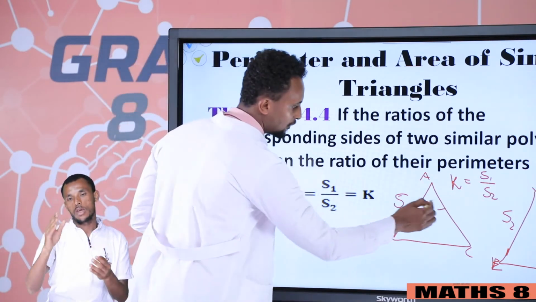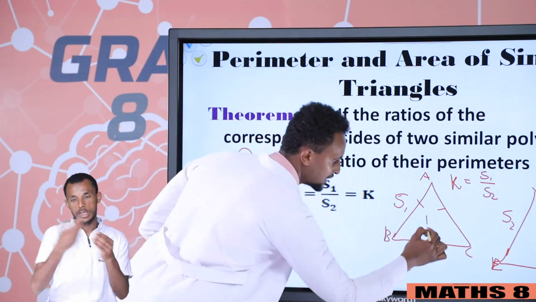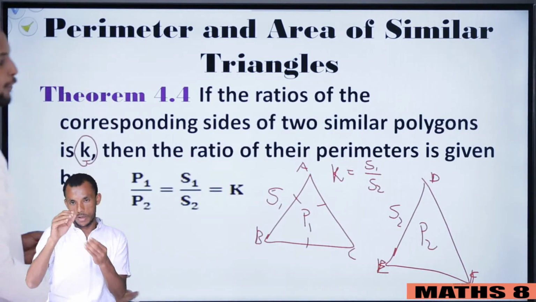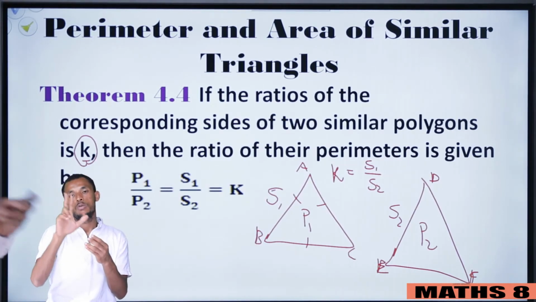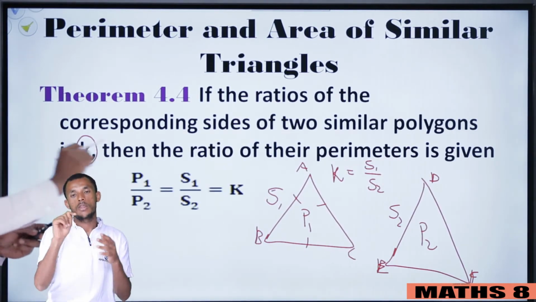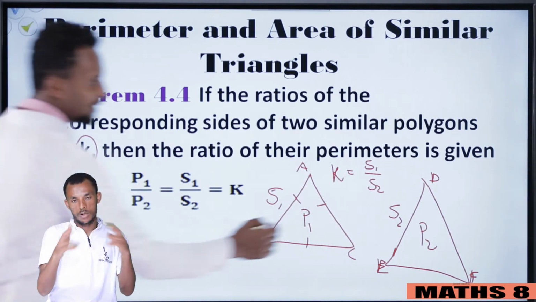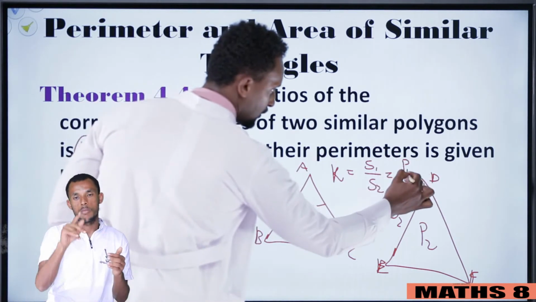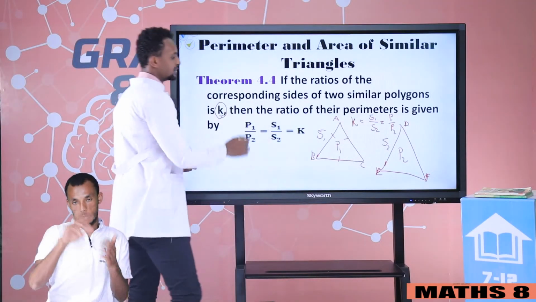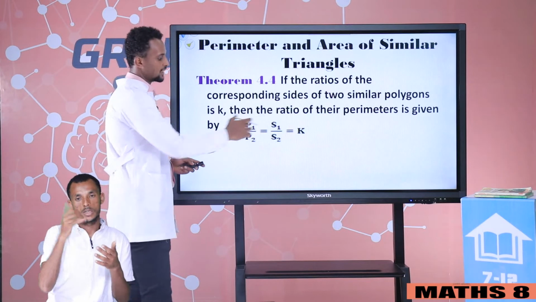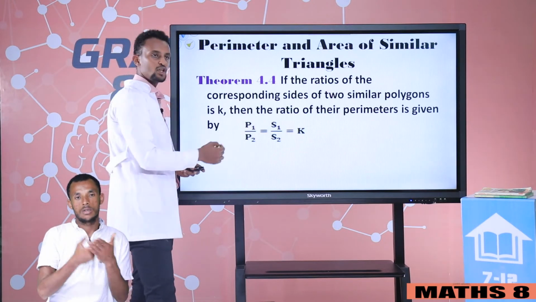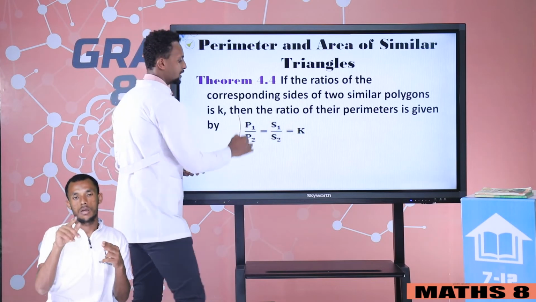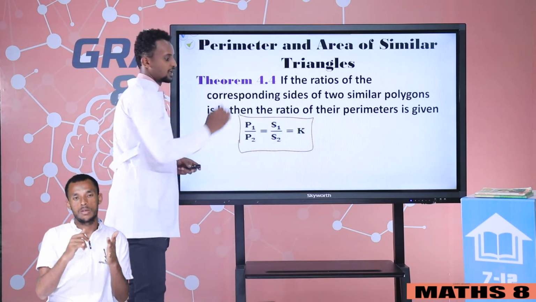That means the sum of these three sides is called, let's say, perimeter 1, and for this one, perimeter 2. Therefore, the ratio of their sides is equal to the ratio of their perimeters. That means S1 over S2 is equal to P1 over P2. Therefore, the theorem states that the ratio of their sides is equal to the ratio of their perimeters. That is called the scale factor K.